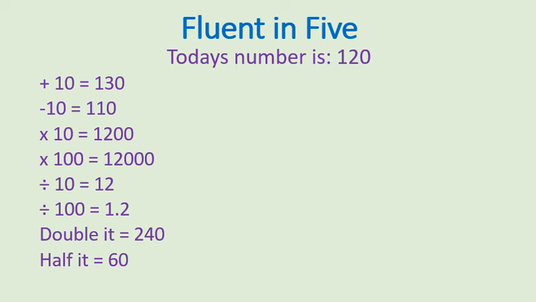To double it, it will be 240. And 120 halved is 60. Did you get them all right? If you found any particularly tricky, it might be worth having a bit of a practice. So today we are going to be focusing on multiplying by 1000, and we're going to make those connections with multiplying by 10 and multiplying by 100 that we have learnt about in the past.